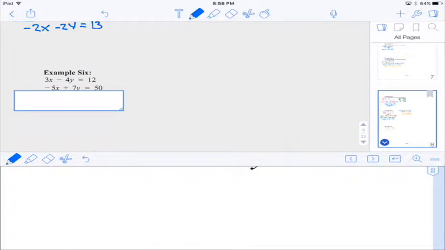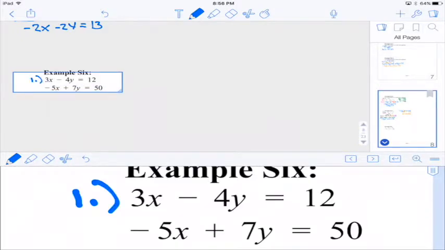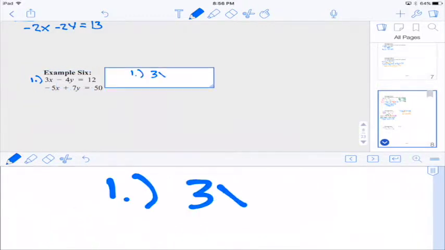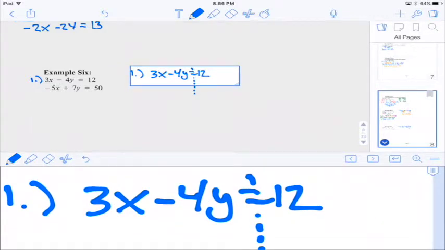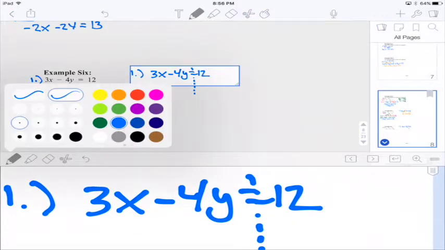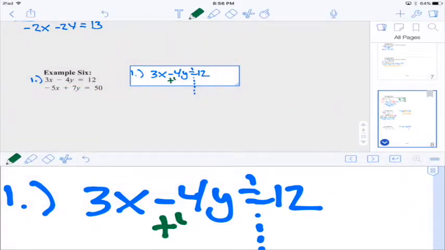Example 6 is the hardest one, but it's still not that bad. We want to solve one of these equations for a variable. It doesn't matter which one. So I'm going to solve equation 1 for x. If I want to solve for x, I need to move this 4y to the other side. So I'm going to add 4y to each side.